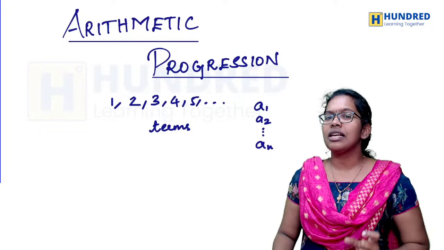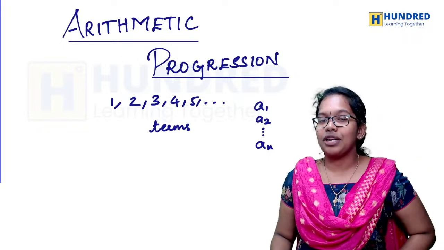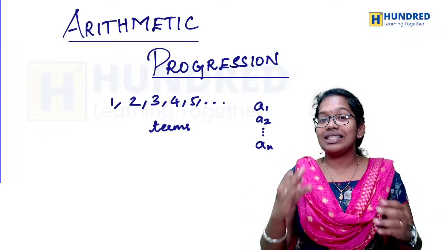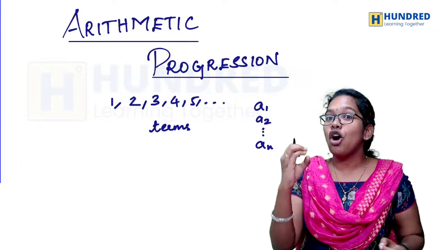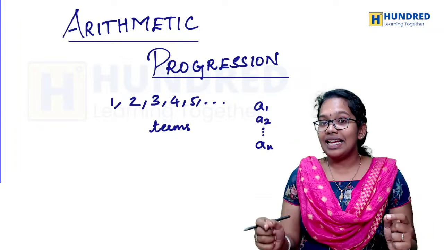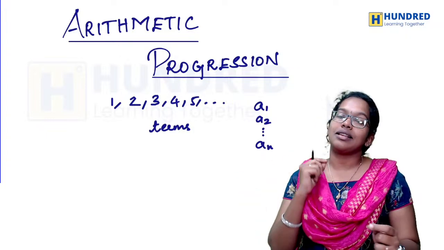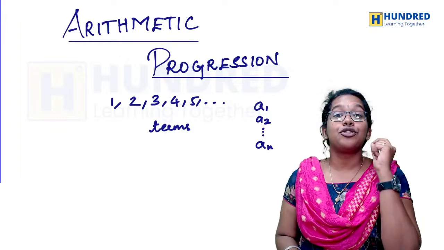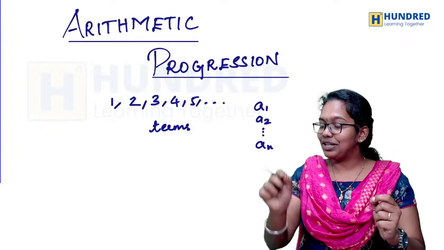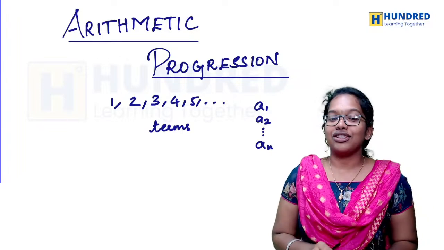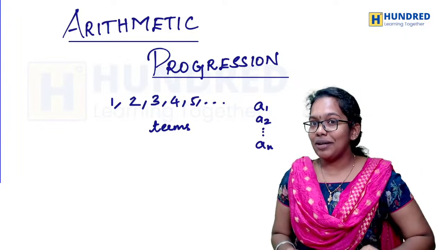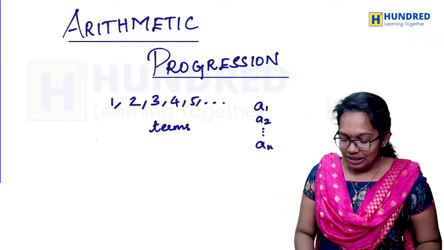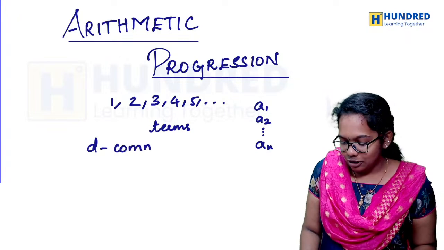So these are called terms of an AP or terms of a sequence. When will this sequence be called a progression? When the sequence has a common difference between the terms, a constant number, and it should be the same between every pair of terms. If that exists, then the sequence will be called a progression. Do you understand what I am saying? This is the common difference, which we call D.